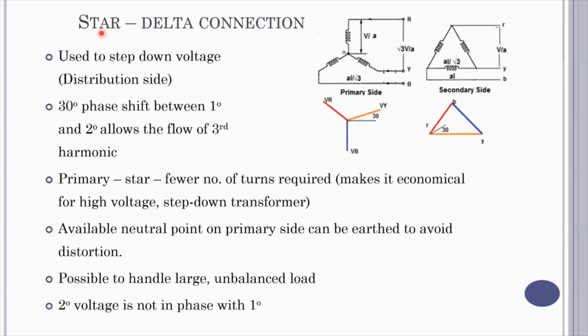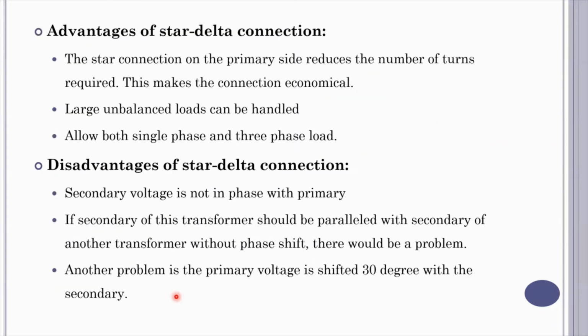And now to the mix of star and delta. So if the primary is star connected and secondary is delta connected, mostly this type of transformer is used to step down the voltage at the distribution end. So we use such transformers at the distribution side, and these are the advantages and the limitations of using a star-delta configuration.